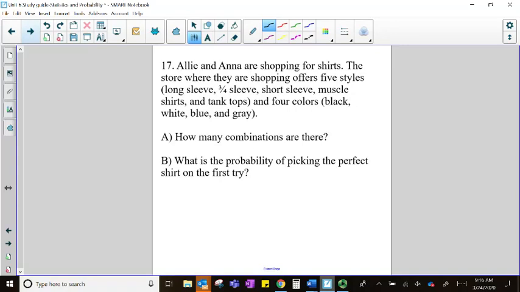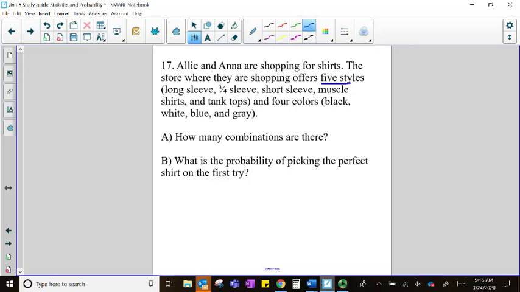Number 17, Allie and Anna are shopping for shirts. The store where they're shopping offers 5 styles: long sleeve, 3/4 sleeve, short sleeve, muscle shirts, and tank tops, and 4 colors: black, white, blue, and gray. How many combinations are there?